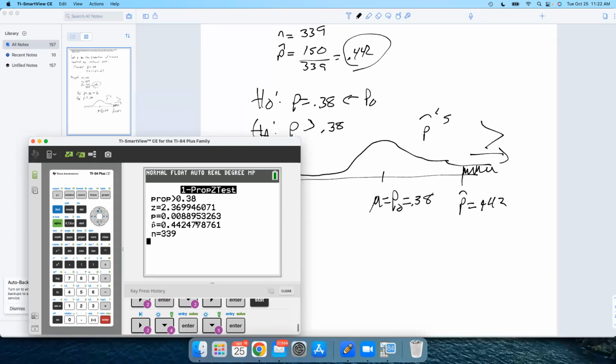All right, there's my p-value. There's my z-score. You're going to have questions that ask for the test statistic, 2.37.